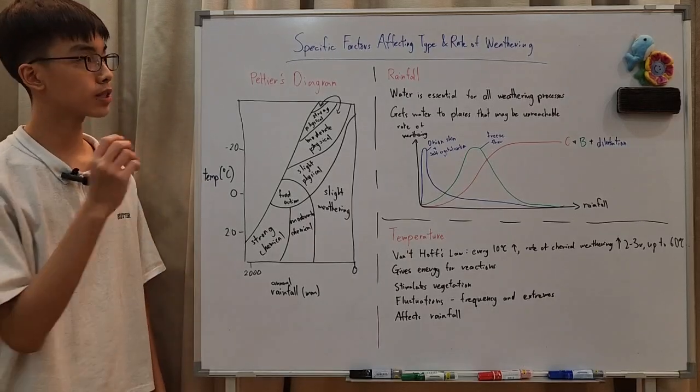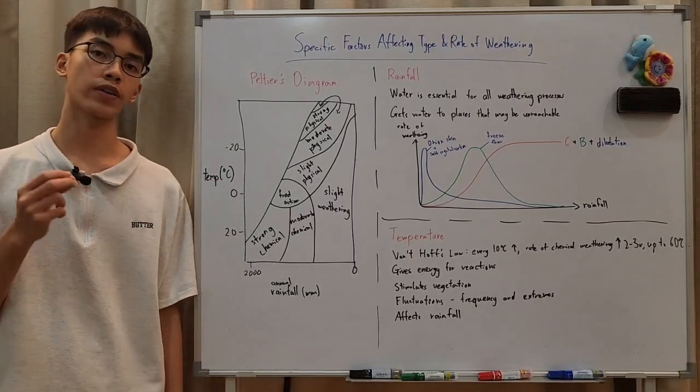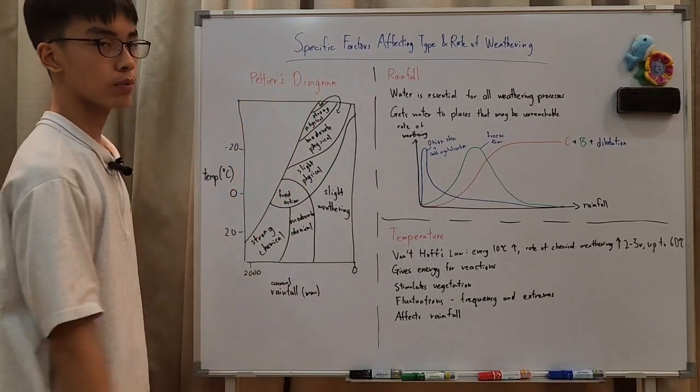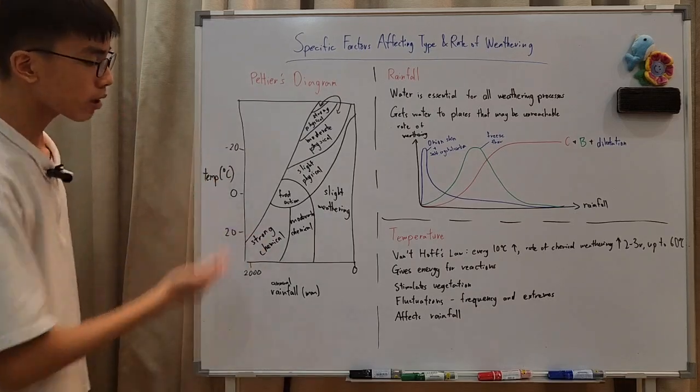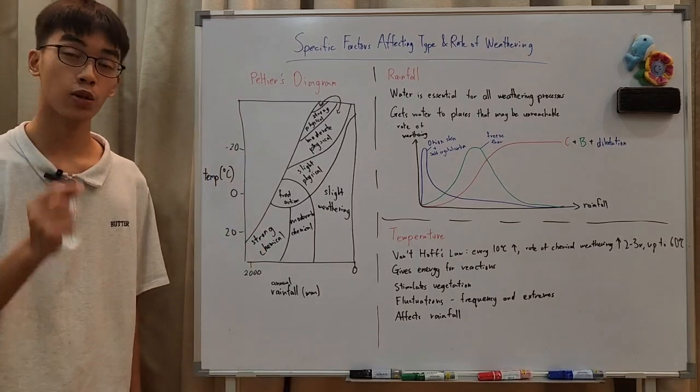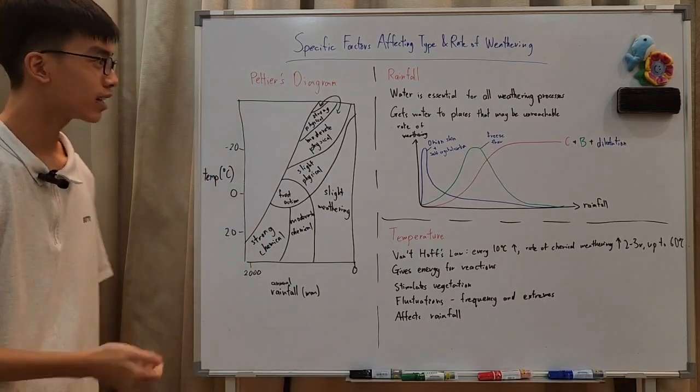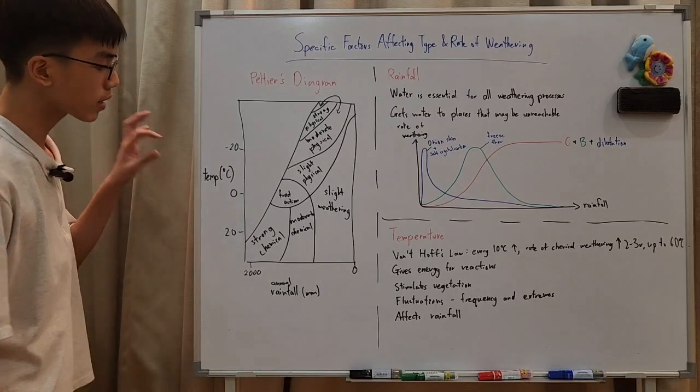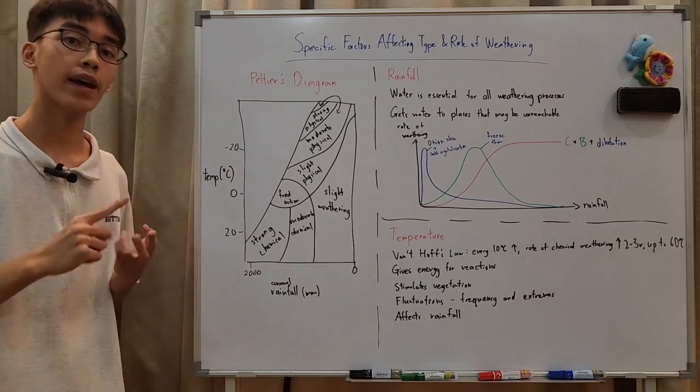Hi guys, let's talk about the specific factors affecting the type and rate of weathering. Here I have two: rainfall and temperature. So here's a diagram that you have to know for your exams, and know how to draw and explain. It's called the Peltier's diagram. It shows how temperature and rainfall affect the type and rates of weathering.